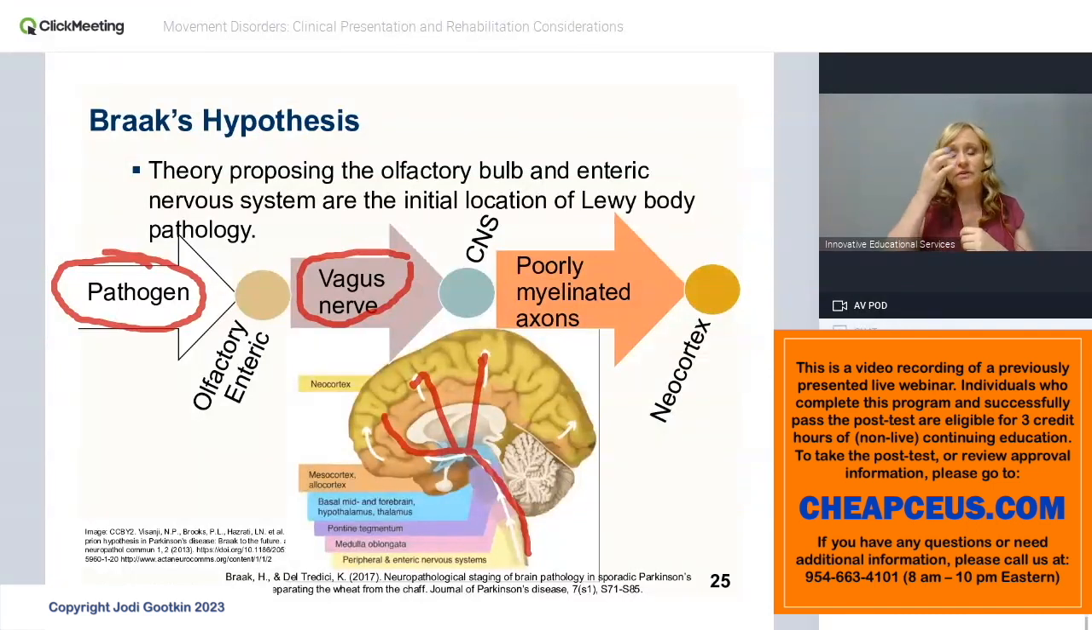So at different stages of the disease, they're able to go back and see that those alpha-synuclein and Lewy body formations are in different areas of the brain, and even starting to see them in different areas of the body. So they're looking at recognizing this progression earlier so that there can be sooner treatment for individuals.